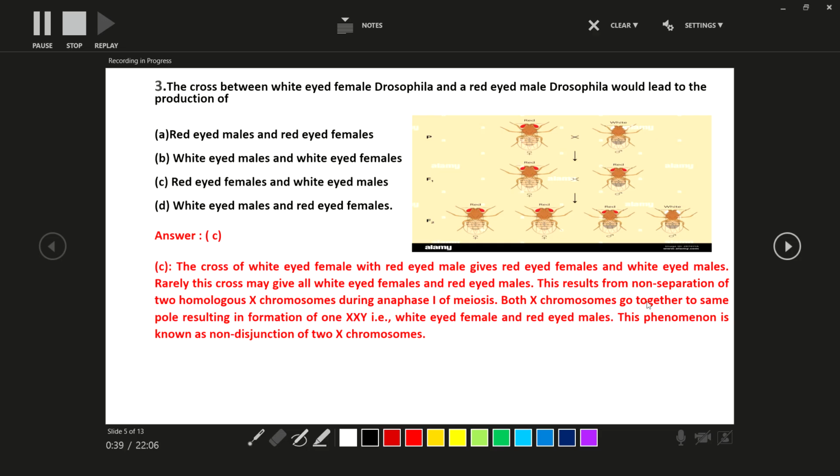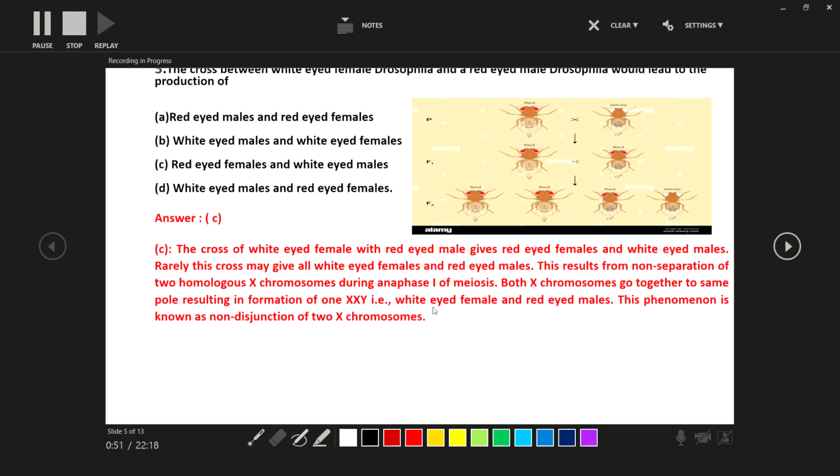So both X chromosomes go together to the same pole, resulting in the formation of XXY white-eyed female and red-eyed males. This is due to non-disjunction of the two X chromosomes.